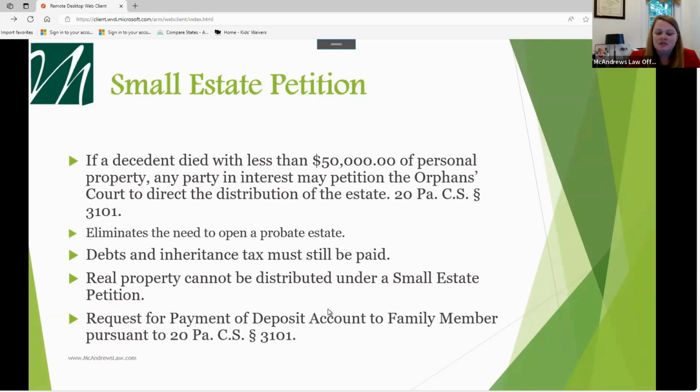Under 20 Pennsylvania Consolidated Statute 3101, if you have a depository account, like checking or savings, and it's under $10,000, you can usually, if you are a spouse or a child, go to the bank and request those funds. Again, it has to be under $10,000, and you typically have to show proof that the funeral bill has been paid, and then the bank should release those funds to you. So if it's a small account, that shouldn't in itself necessitate probate. Those assets would still be subject to inheritance tax, which we'll also get to later.